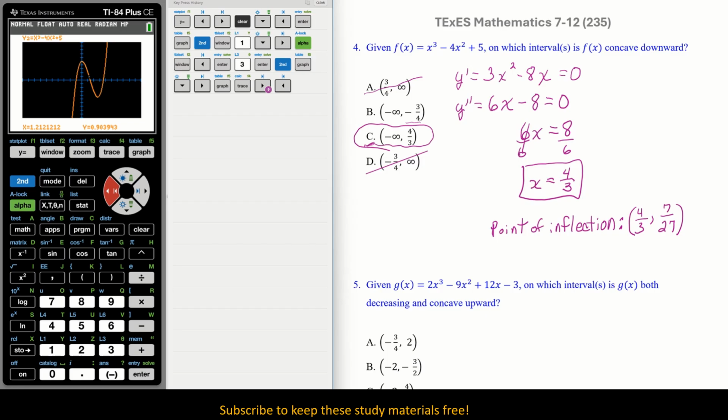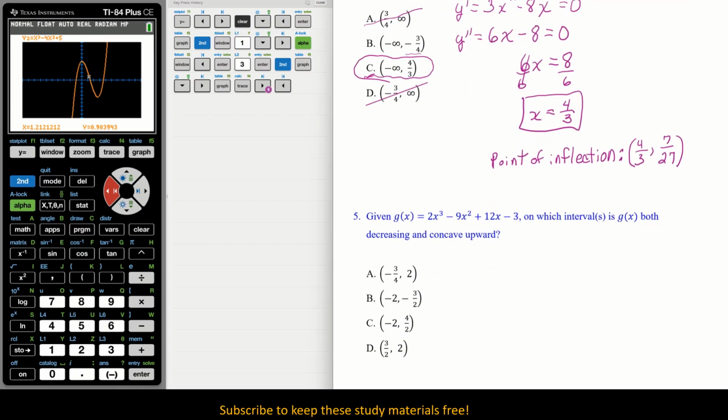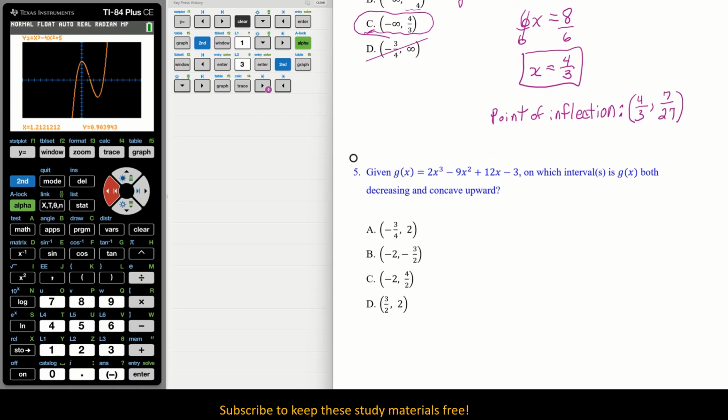Okay. All right. So let's go to number 5. Given g of x equals 2x to the third minus 9x squared plus 12x minus 3, on which intervals is g of x both decreasing and concave upward? Okay, all right, so what we're going to do is, again, go back to our graph.